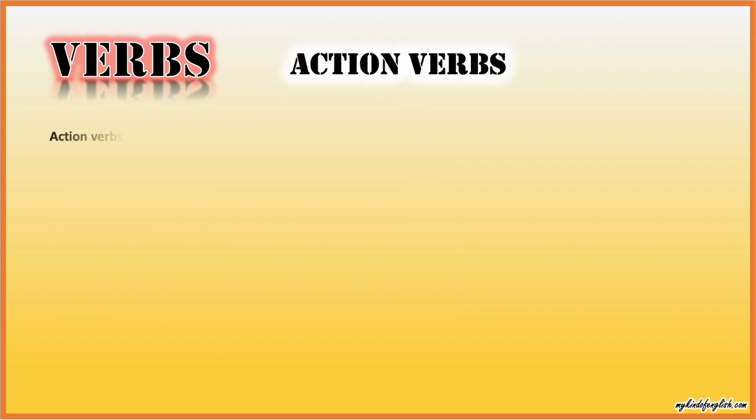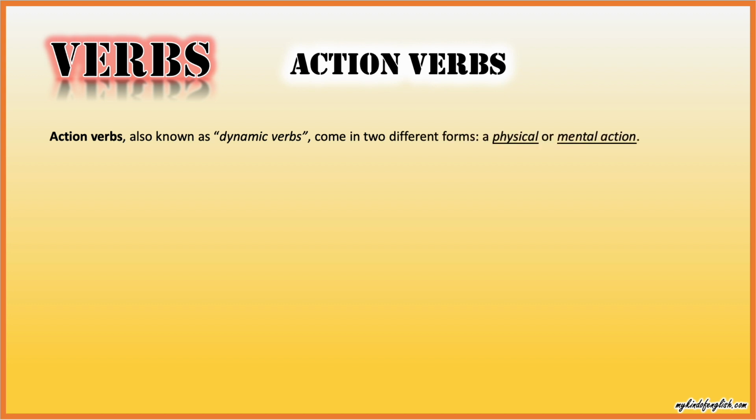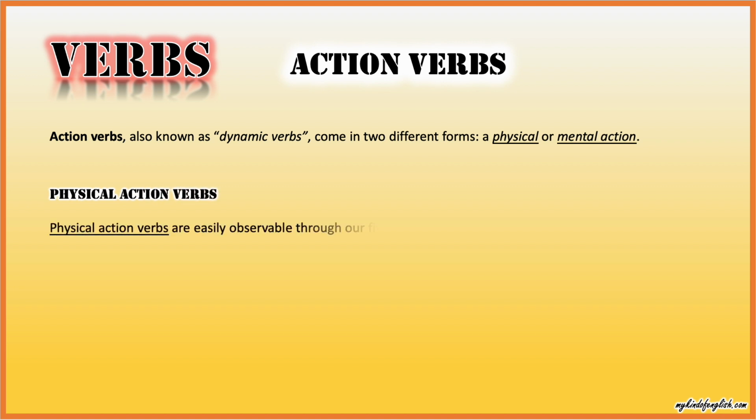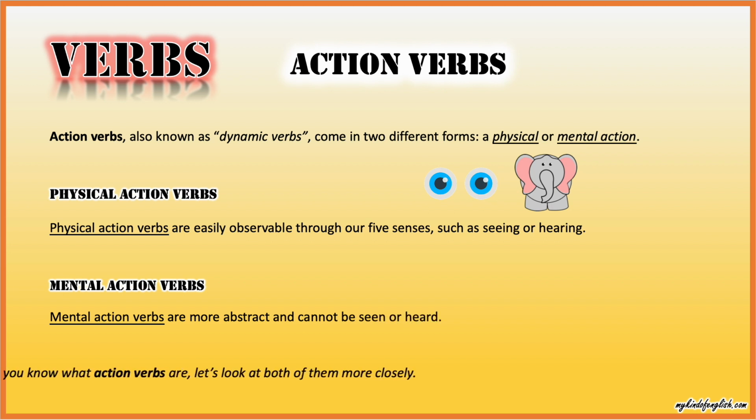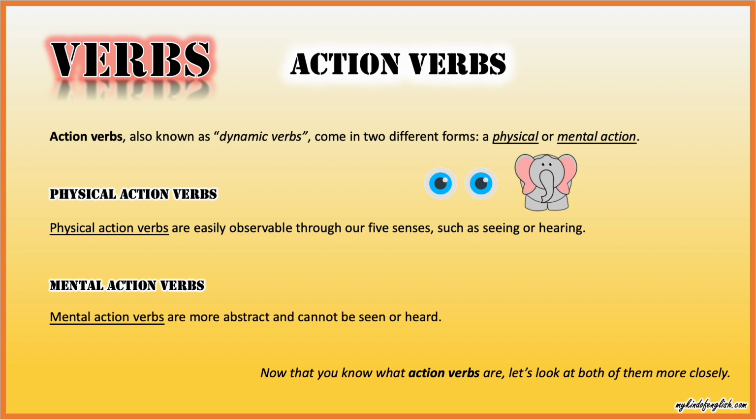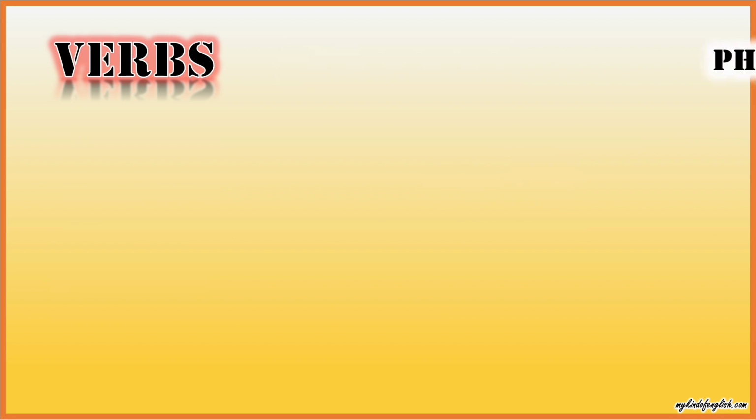Action verbs. Action verbs, also known as dynamic verbs, come in two different forms: a physical or mental action. Physical action verbs are easily observable through our five senses, such as seeing or hearing. Mental action verbs are more abstract and cannot be seen or heard. Now that you know what action verbs are, let's look at both of them more closely.